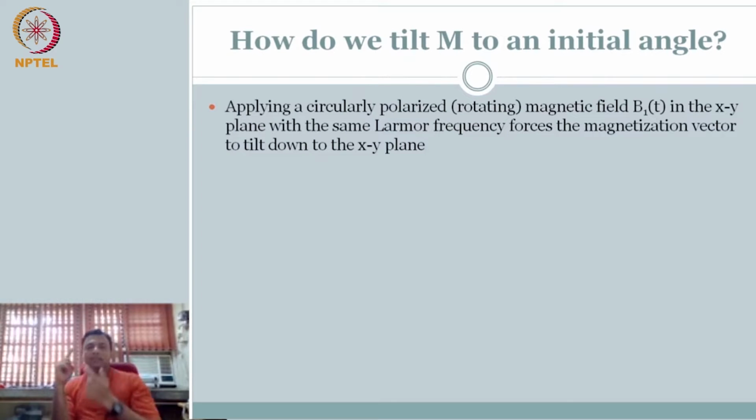I am doing this because in the XYZ coordinates this is what is happening. But if you want to visualize this easily in the rotating frame of reference, essentially what happens is this magnetization vector is going to the floor. Okay.